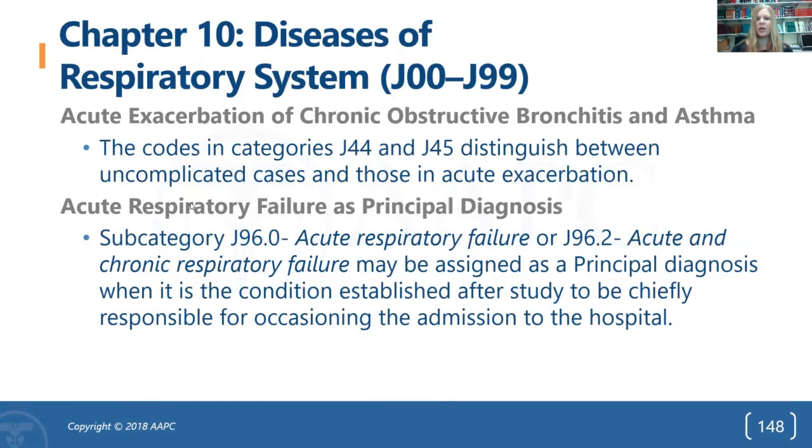Codes and categories J44 and J45 distinguish between uncomplicated cases and those that have acute exacerbation. Code J96.0 is acute respiratory failure, or code J96.2 is acute and chronic respiratory failure, and they may be assigned as a principal diagnosis when it is the condition that's responsible for that admission to the hospital. And you assign the appropriate fifth digit to indicate if hypoxia or hypercapnia is present.